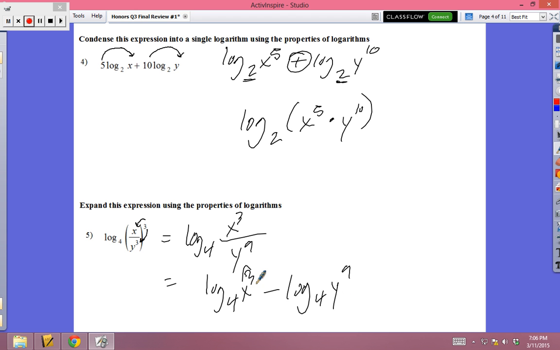And then your last move, take these exponents and move them out in front and multiply them to the logs. So it's going to be 3 multiplied by the log in base 4 of x minus 9 times log in base 4 of y.